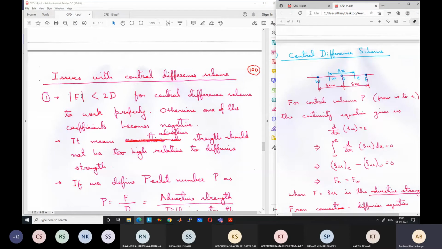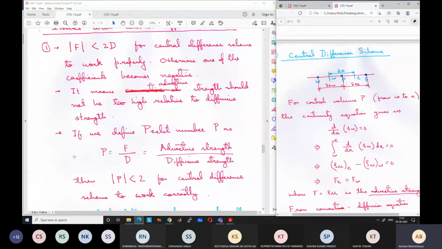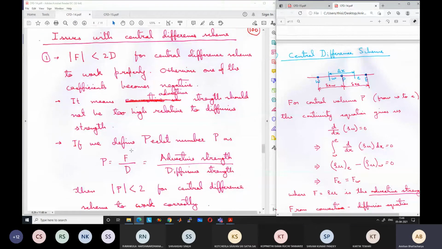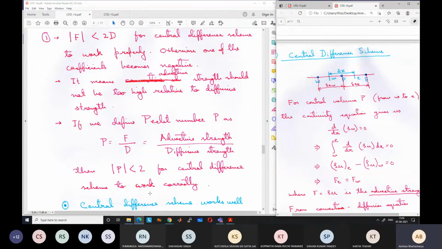This can be defined more mathematically in terms of a non-dimensional number which is known as the Peclet number, P. The Peclet number is the ratio of the advective strength to the diffusive strength, which can be written as F by D. It's a non-dimensional number. So if the mod of the Peclet number is less than 2, then the central difference scheme will work correctly. The Peclet number can be negative, say Peclet number is -5.